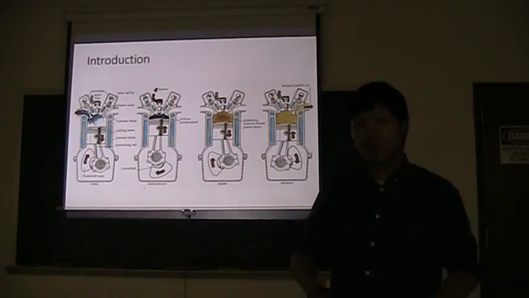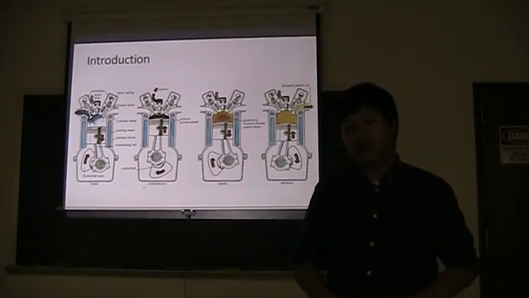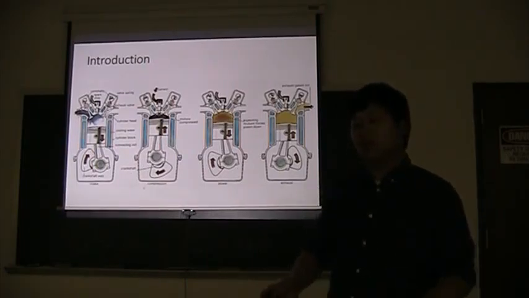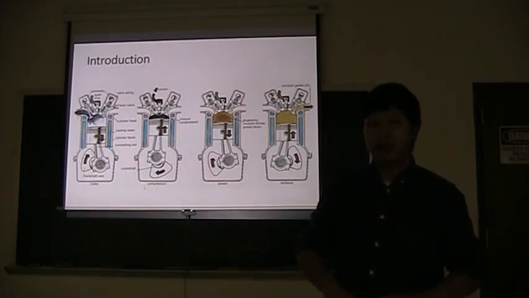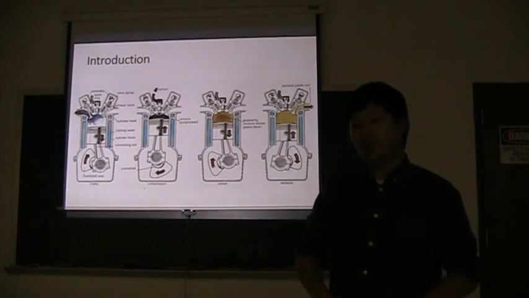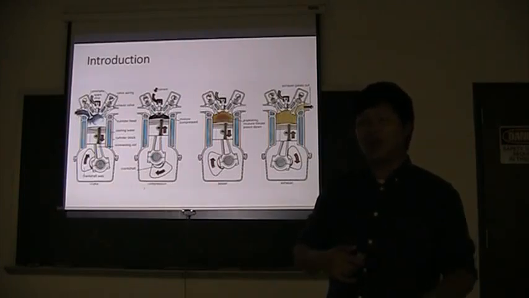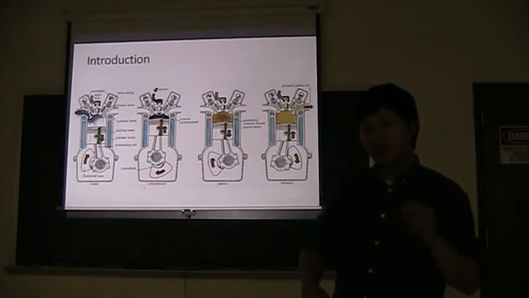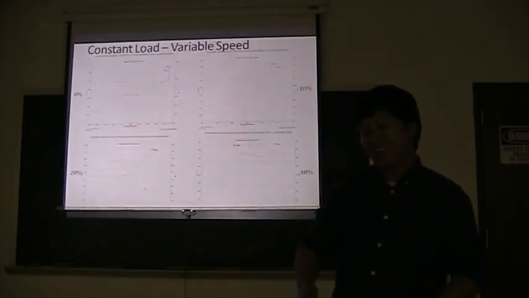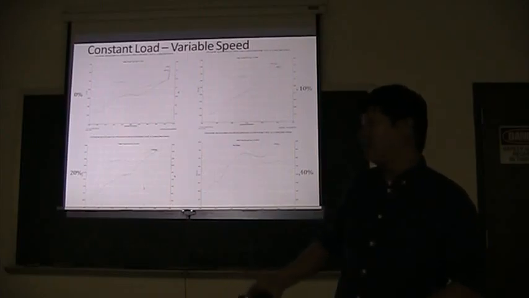Just a brief introduction, since the lead already explained the theory and the procedure. What we're going to be working with is a 13 horsepower 4-stroke auto engine, and we just did 2 different tests: constant speed, variable load, and constant load, variable speed. So the first test was the constant load, variable speed.